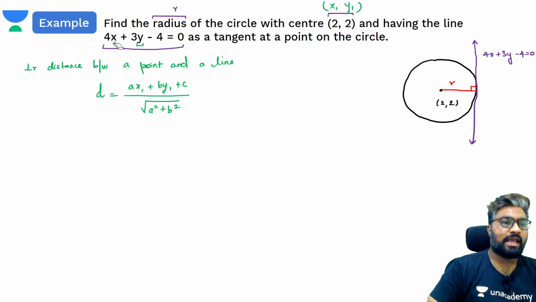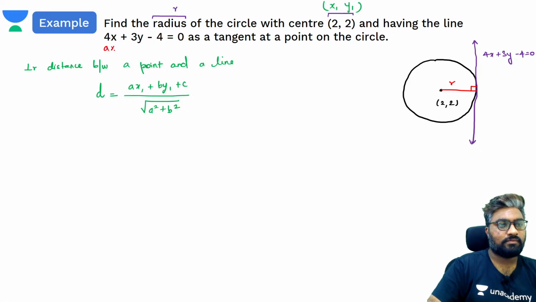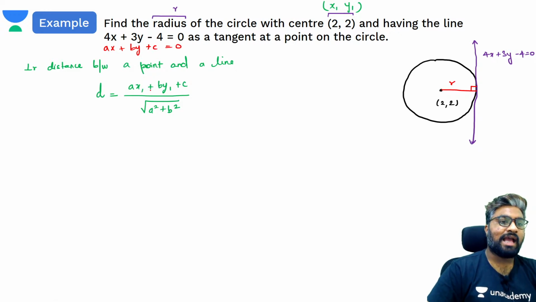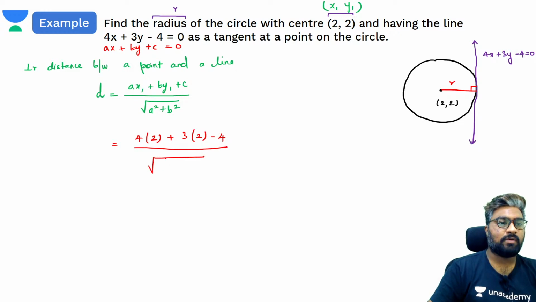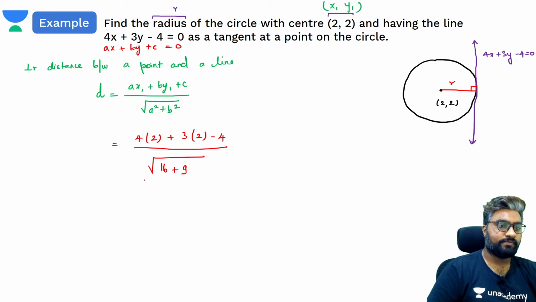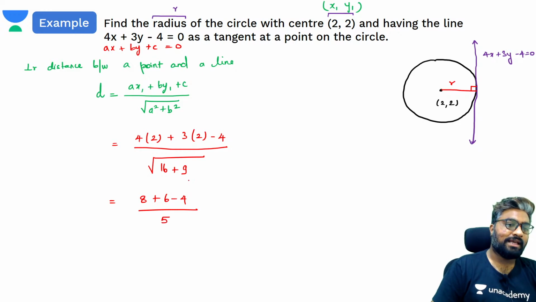And this basically is your ax1 plus by1 plus c, from the line ax plus by plus c equal to 0. So you substitute x1, y1 and divide by the square root of a square plus b square. So what will you get? a, which is 4, into x1, which is 2, plus b, which is 3, into 2, and c is minus 4, the whole divided by the square root of a square, which is 16, plus b square, that is 9. What does this give us? This is 8 plus 6 minus 4 by root 25, which is 5. Or Pythagorean triplets: 9 is to 16 is to 25, 3 is to 4 is to 5 basically.